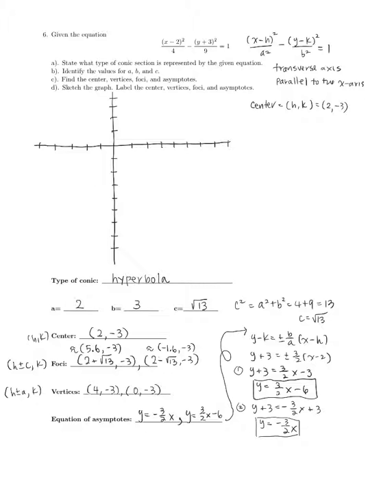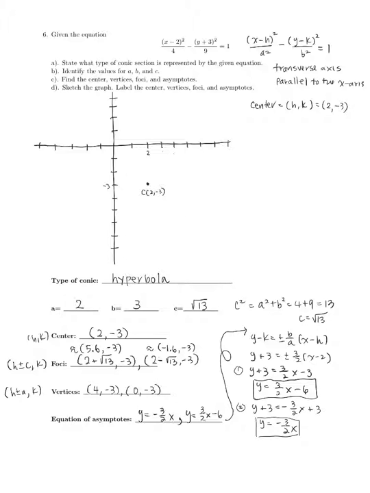All right, so let's first jot down whatever we can. Let's go with the center. Center is 2 comma negative 3. Center 2 comma negative 3. And let's see, foci is approximately 5.6 comma negative 3.